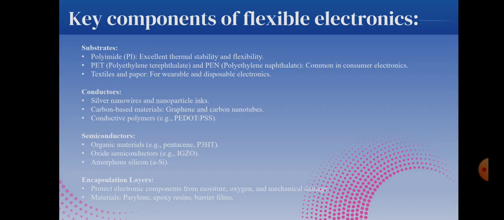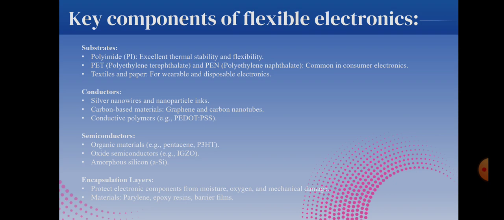Key components of flexible electronics. Flexible electronics are composed of four main components. Substrates. These are the flexible base materials. Polyimide. It's widely used due to its excellent thermal stability and flexibility. PET and PEN, which are polyethylene terephthalate and polyethylene naphthalate. Common in consumer electronics, textiles, and paper. These are used in wearable and disposable devices.